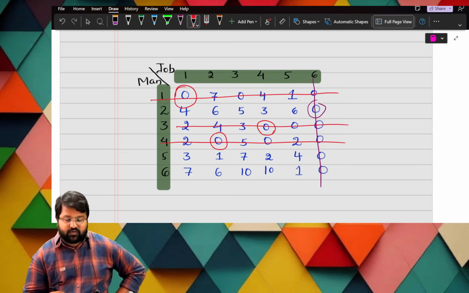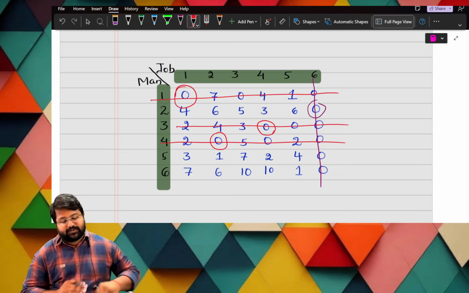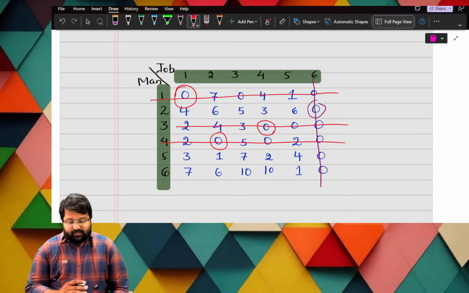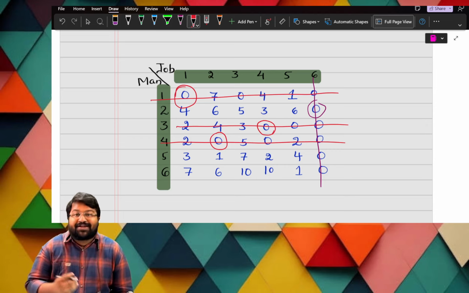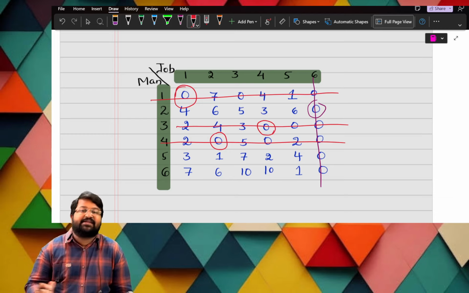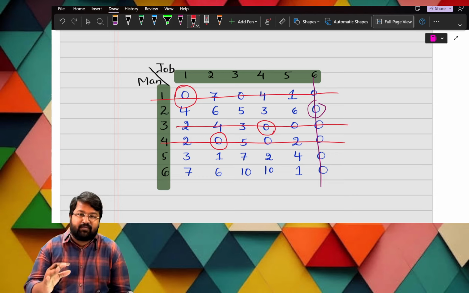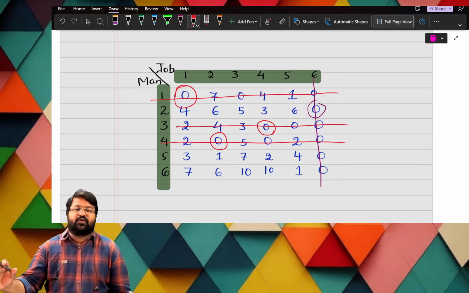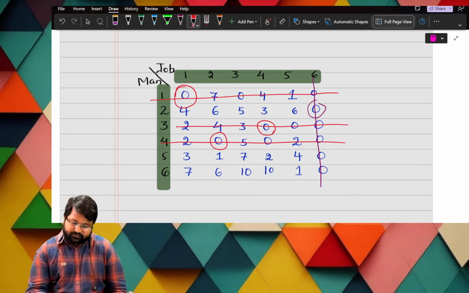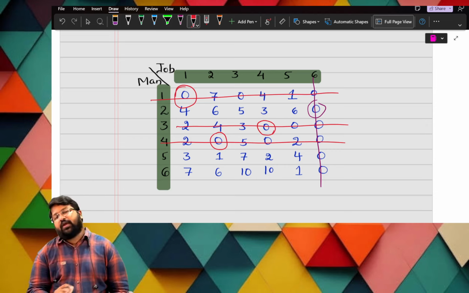There are no zeros. You might say there are many zeros, but the zeros are covered under lines now, so they are cancelled. You should not think that they are available. Whatever zero is cancelled, there is no zero. Check it once: there are no zeros. Okay, done with this.